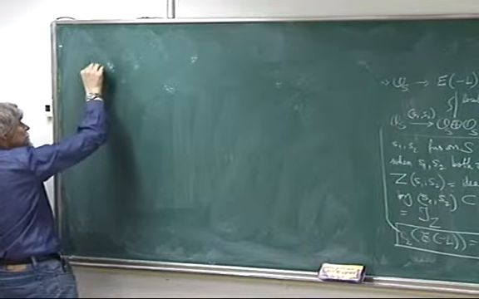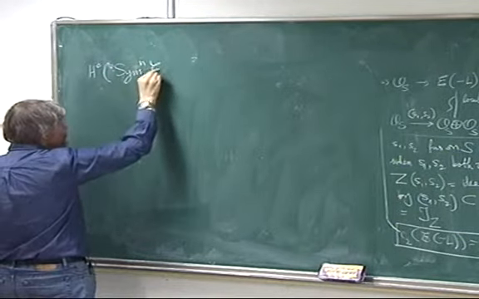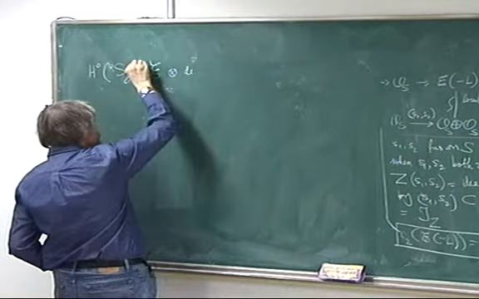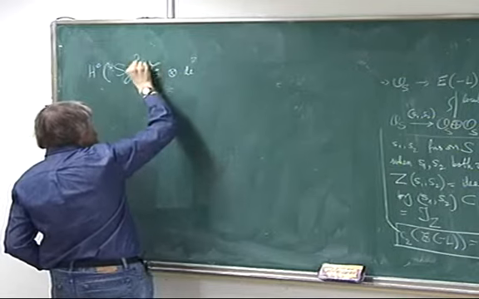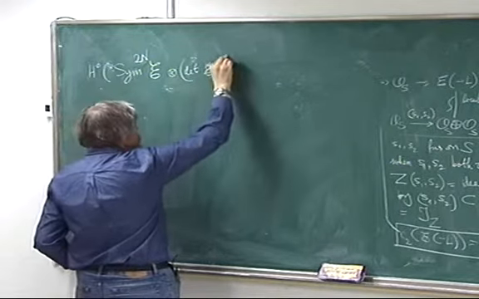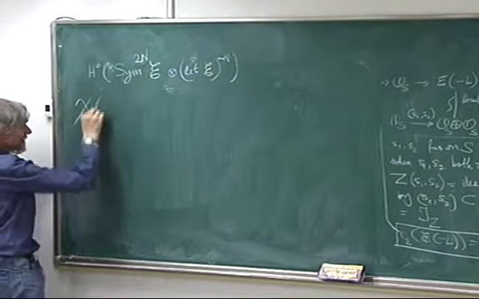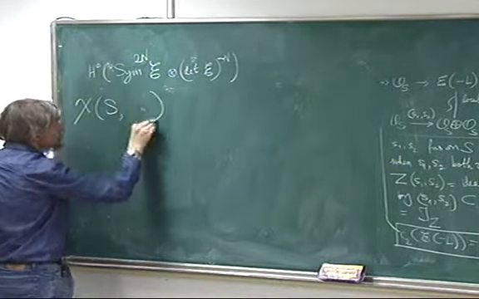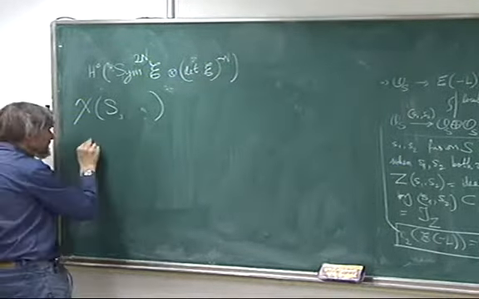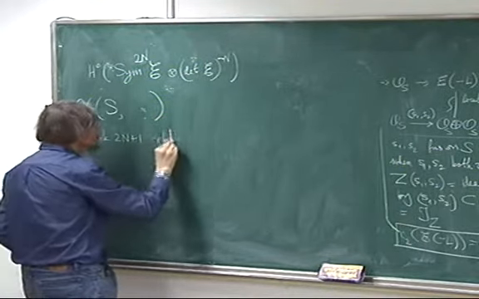So H0 of Sym n E tensor determinant, Sym 2n E times determinant E to the minus n. The first thing we're going to do is ask Riemann-Roch. Does Riemann-Roch know anything about this? How are we going to calculate this? This is a rank 2n plus 1 vector bundle over S.